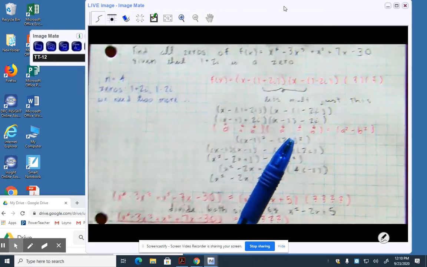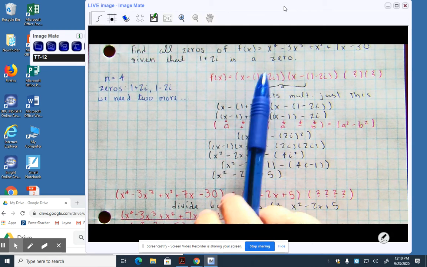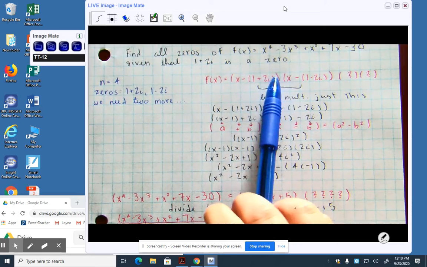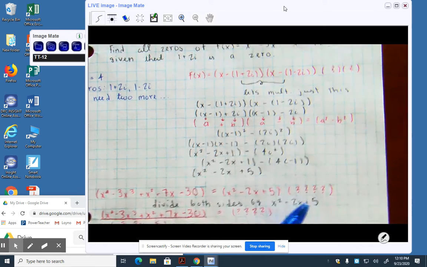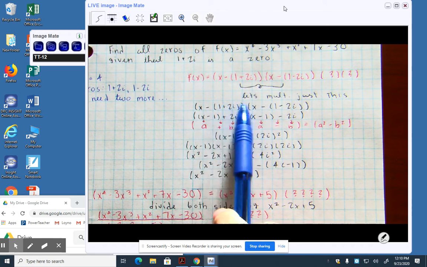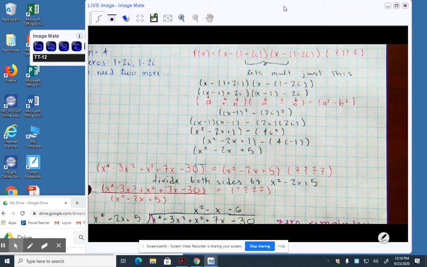So for now, I'm just going to multiply these two together. That's my step 1. Multiply these two linear factors together. Even though we don't know the others, I'm going to multiply these two together. So let's do that. x minus first complex number, x minus second complex number. So what are we going to do? We're going to do what I showed you yesterday, which was a little bit confusing for y'all, so I'm glad that we're revisiting it today.